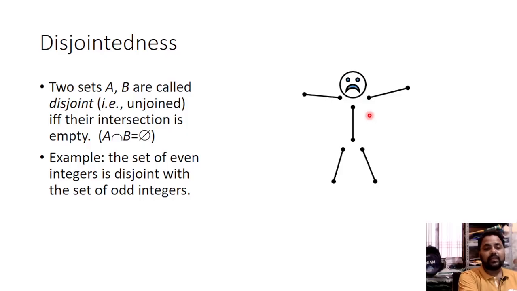So we can simply see by the figure there are many points of disjointness here. 1, 2, 3, 4, 1, 2, 3, 4 and 5. So in these points the sets are disjoint.